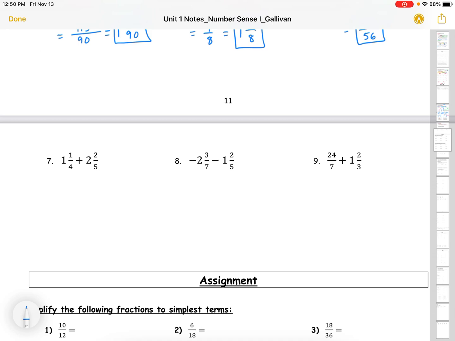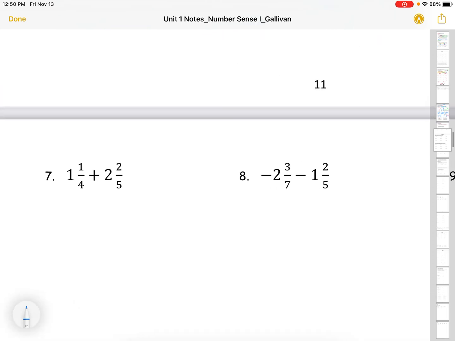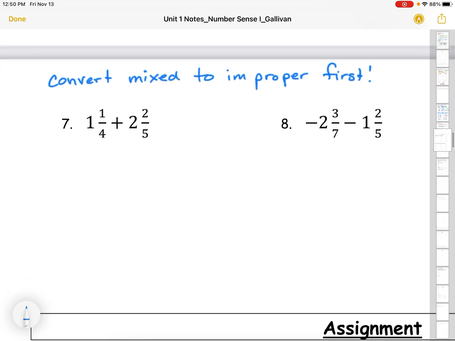Now, when we have mixed numbers, what we're going to do is convert them to improper first. So convert mixed to improper first. Okay, so to do that, 1 times 4 is 4 plus 1 is 5. So this is 5 over 4 plus 2 times 5 is 10 plus 2 is 12.